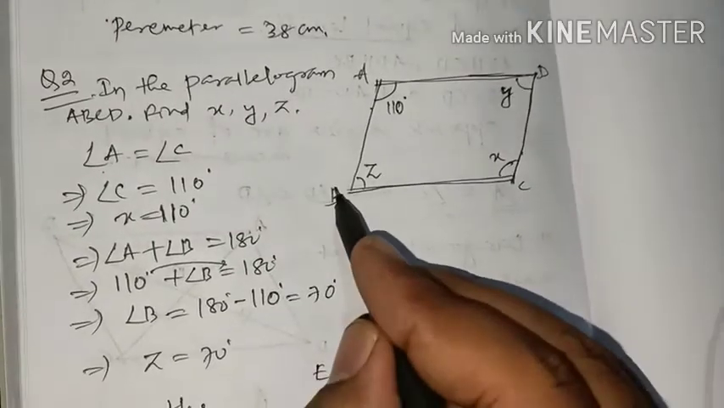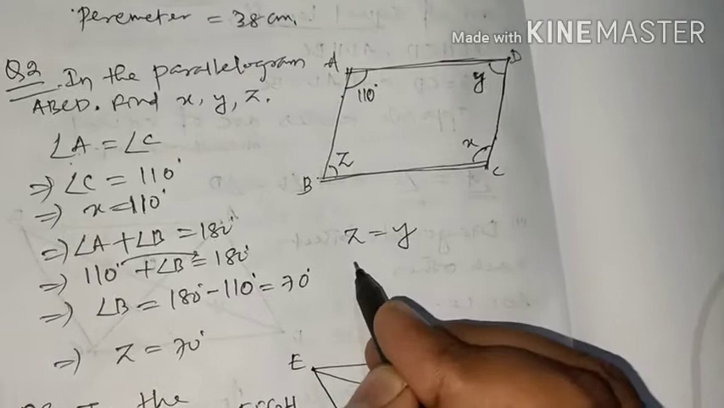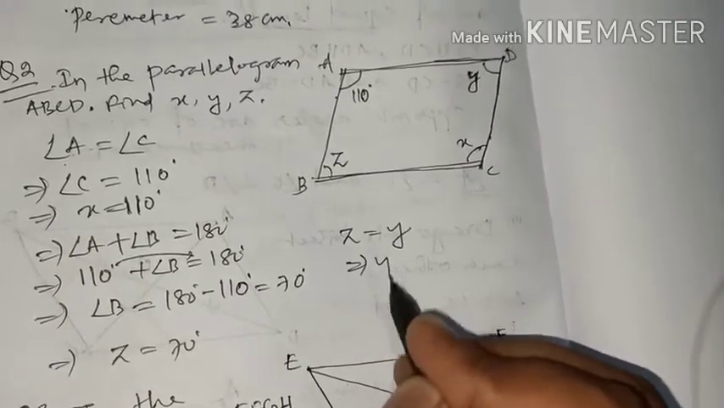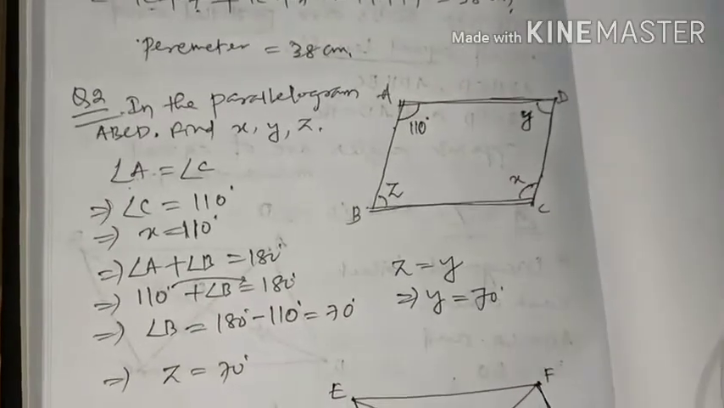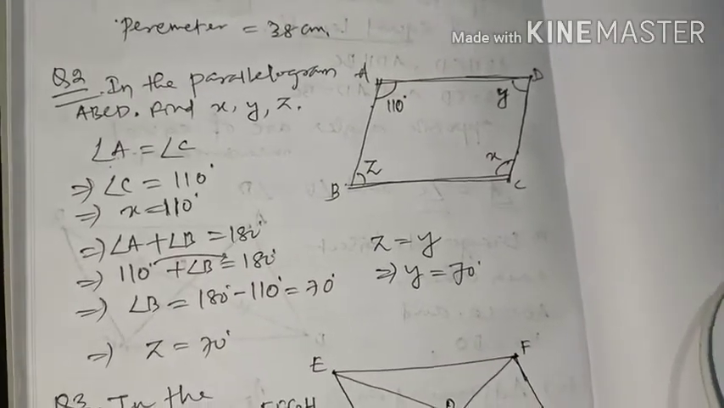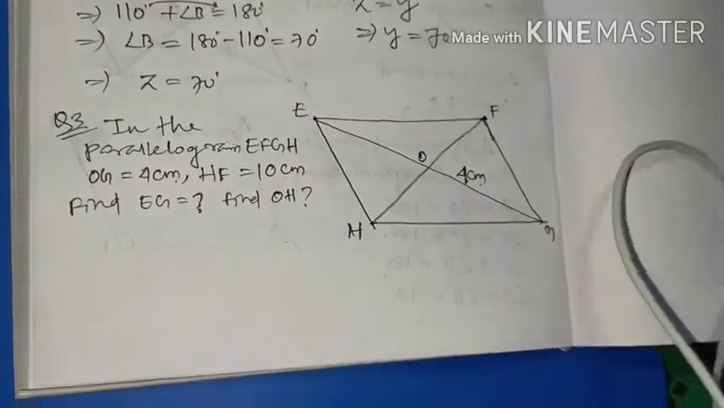Again you know that the opposite angle of Z is equal to Y, so Z is equal to Y. You know Z is equal to 70 degree, so Y is also equal to 70 degree. In this way you can find the measurement of different angles if you know any one angle. So right now, let us discuss question number 3.